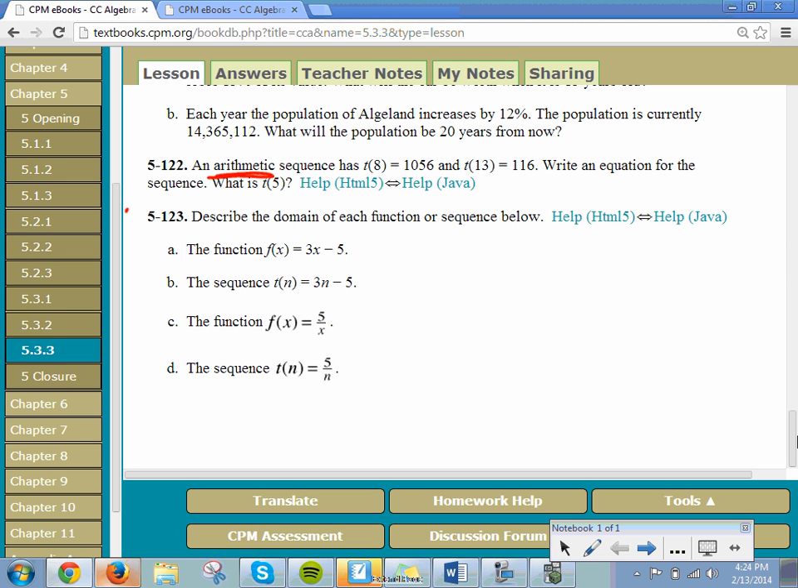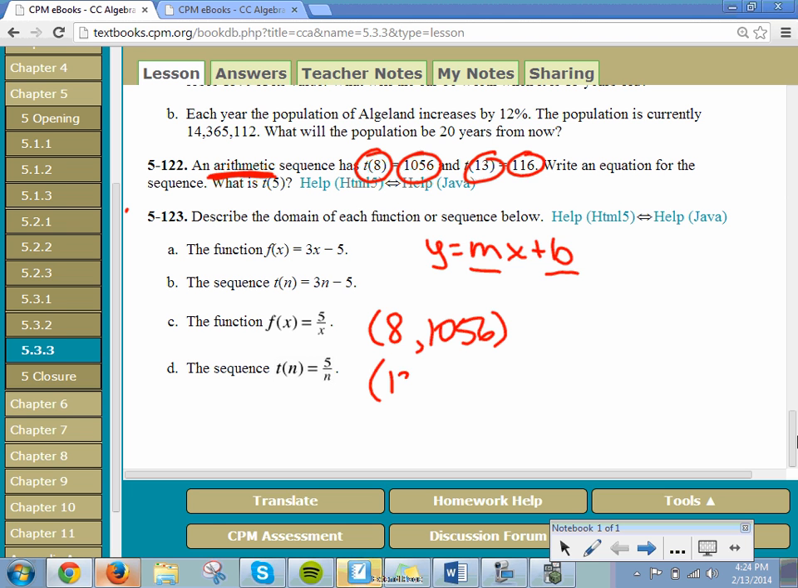So because it's arithmetic, what we should be thinking of is the equation y equals mx plus b. We want to figure out what our slope is and what our intercept would be. And then we'll be able to make that prediction later. So what we really have here is the point 8, 1056, and the point 13, 116. So again, we have 8, 1056, and 13, 116.